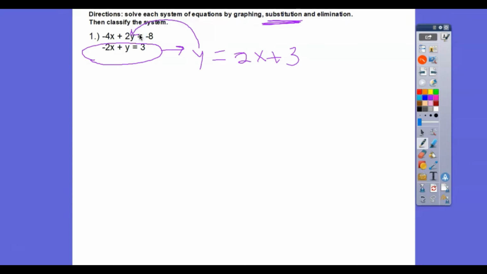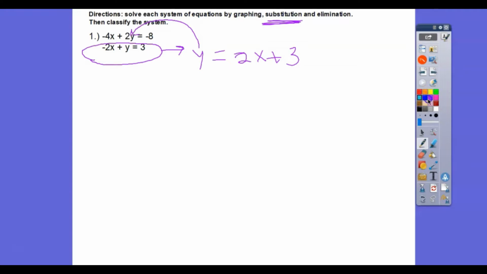Okay, so again, I started by choosing the easier equation, negative 2x plus y equals 3. I'm going to get the y by itself. I added 2x to both sides. I get y equals 2x plus 3. I leave that equation alone and I take that information and I plug it into the other equation.